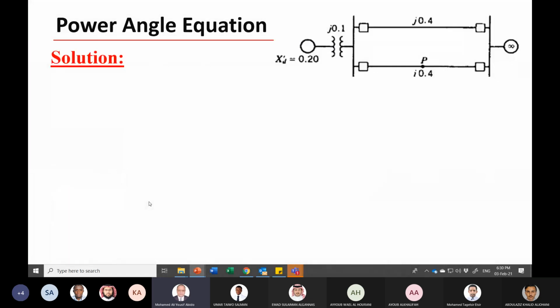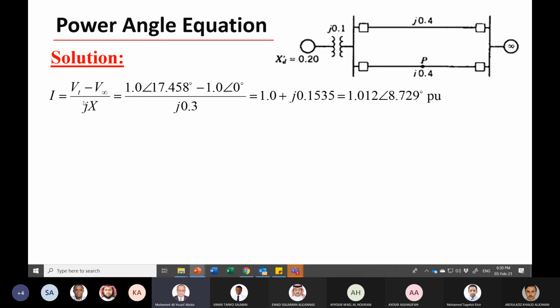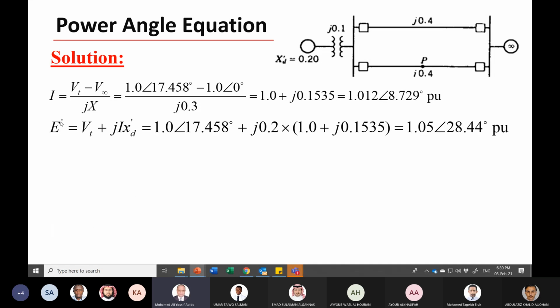And in this case, you can get the current. Current equals Vt minus V infinity over jX. And you can calculate E prime equal to Vt plus I times jXd prime of the generator. So this is the E prime here. And this is the angle delta pre-fault, or delta zero.